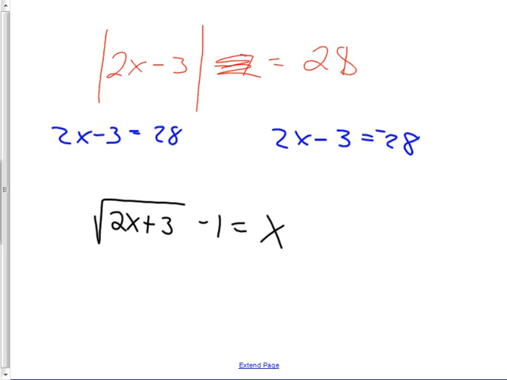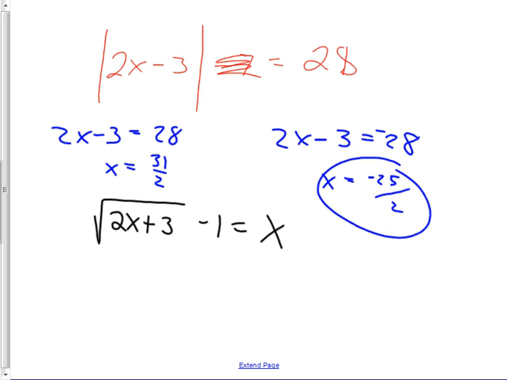All right, now I solve them, and I add 3 to both sides. This will be x equals 31 halves. And over here, I add 3 to both sides, but negative 28 plus 3 is going to be negative 25. And divide by 2 will be x equals negative 25 halves. That one and that one. Raise your hand if you had those right.